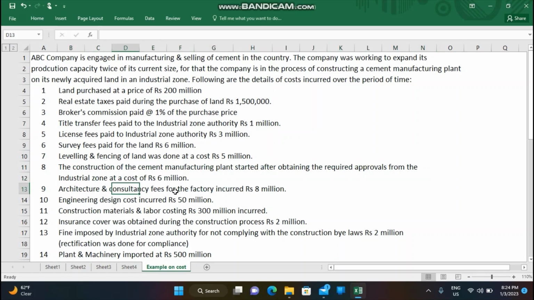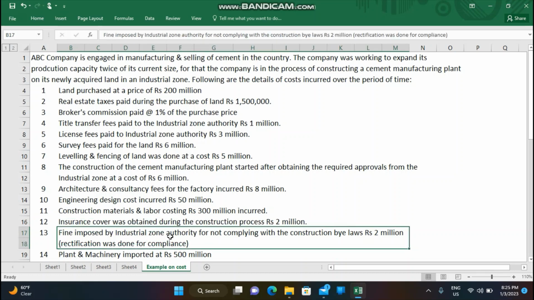Architecture and consultancy fees. The next is architecture and consultancy fees for the factory incurred rupees 8 million. Okay, they incurred some consultancy and architecture fees for the factory building, for which they paid 8 million rupees. Next is engineering design cost incurred rupees 50 million. Construction material and labor costing rupees 300 million. Insurance cover was obtained during construction process of rupees 2 million. Fine imposed by Industrial Zone Authority for not complying with the construction bylaws, rupees 2 million, for which rectification was done for compliance. Okay.